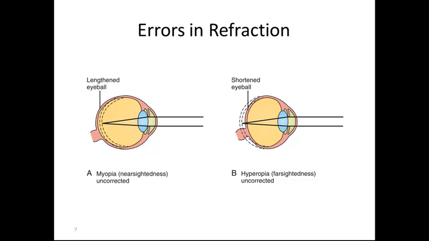There are sometimes errors in refraction. As you can see here, we have myopia and nearsightedness that is uncorrected. Myopia is the lengthening of the eyeball, and patients with this have the inability to see far. And how I remember this is M and N go in order in the alphabet. So myopia is nearsightedness. Hyperopia is the shortening of the eyeball and is considered farsightedness, the inability to see near.